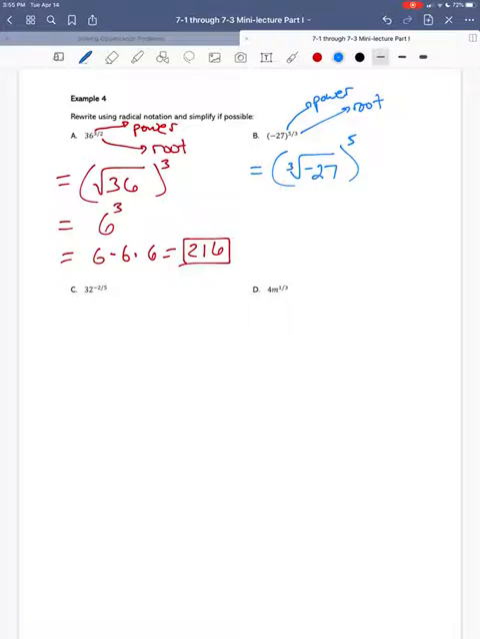So I think what times what times what is negative 27. So 3 times 3 times 3 is 27. So I get negative 3 to the 5th power. So that's going to be negative 3, negative 3, negative 3, negative 3, running out of room here, negative 3. And that ends up being negative 243.